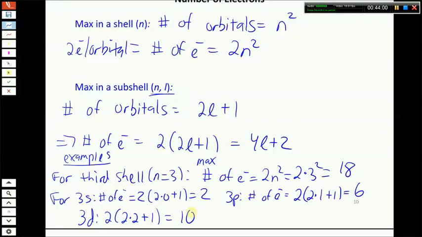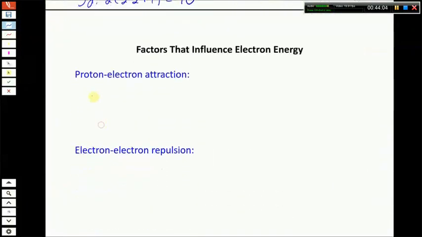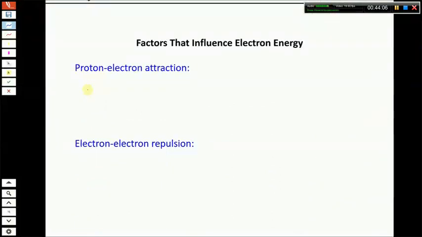Does that make sense? All right, so what we're getting to now then is how do we know what order to fill the subshells? So we have all these possible subshells in an atom: 1s, 2s, 2p, 3s, 3p, 3d, 4s, 4p, 4d, 4f, all these different possible subshells. What determines the order that they get filled in?